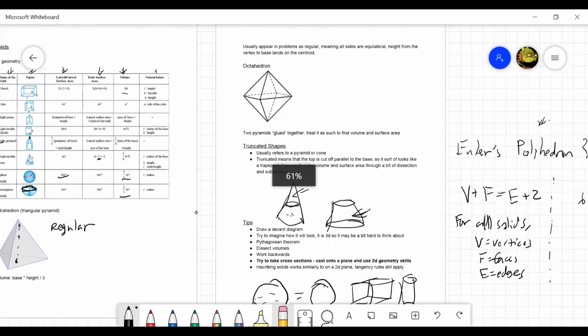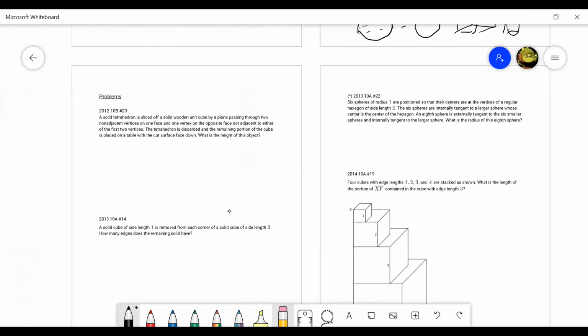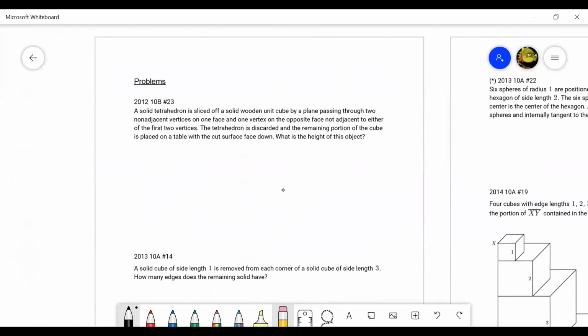All right, so I think this is a bit of a shorter content part, but I think we do more problems this time. So yeah, I think we can get started.